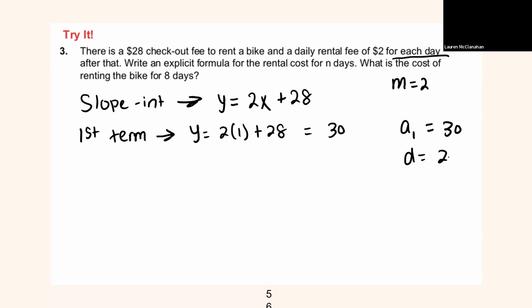All right, so this word problem, it was easiest for us to write it in slope intercept form, okay? And then change it to explicit. Now, yes, could you find the answer just using slope intercept form? Yes, but this problem specifically says to write it in explicit form, okay? So now that we have our first term and our common difference, we're able to write it in explicit form. So a_n equals 30 because that's my first term plus n minus 1. It's always going to be n minus 1 times 2, whatever my common difference was.